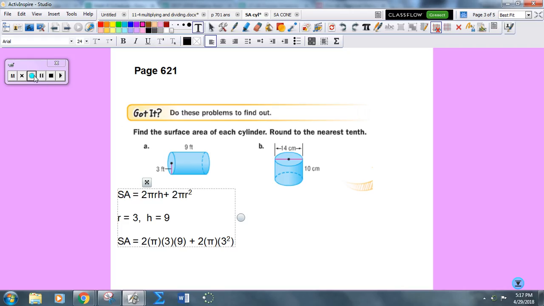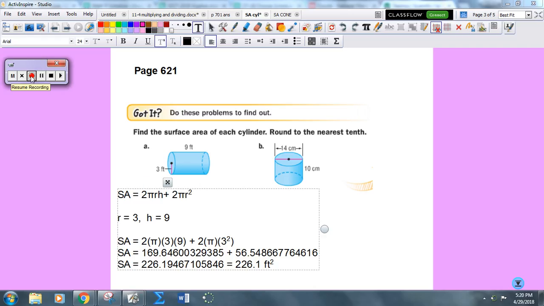And then if we do that in parts on our calculator, I do 2 times pi times 3 times 9 on my calculator, and I get 169.646 and so on, plus 2 times pi times 3 squared gives me 56.54. I add those together, and I get 226.19, which, I'm sorry, I rounded incorrectly, should give me 226.2 feet squared.